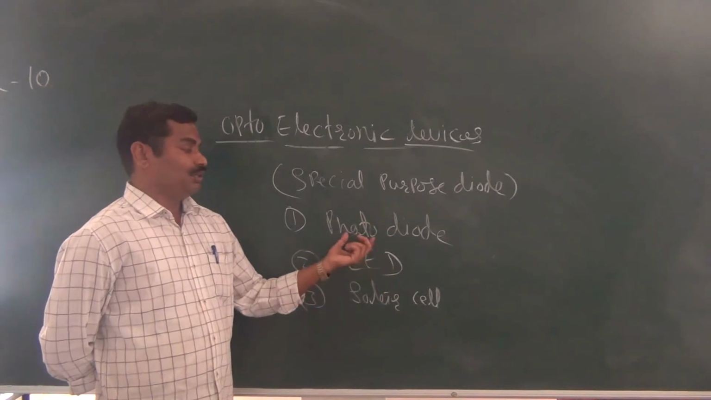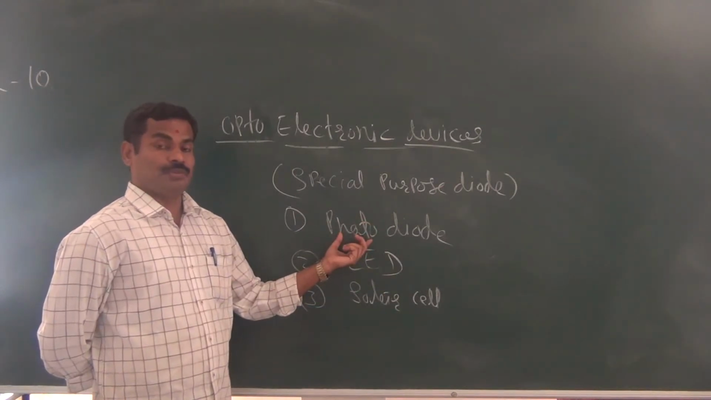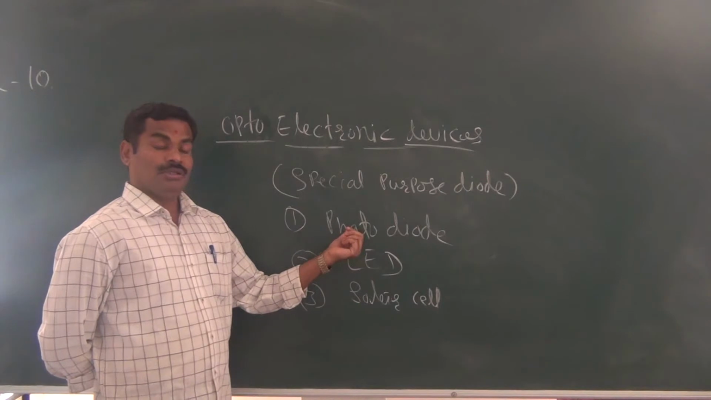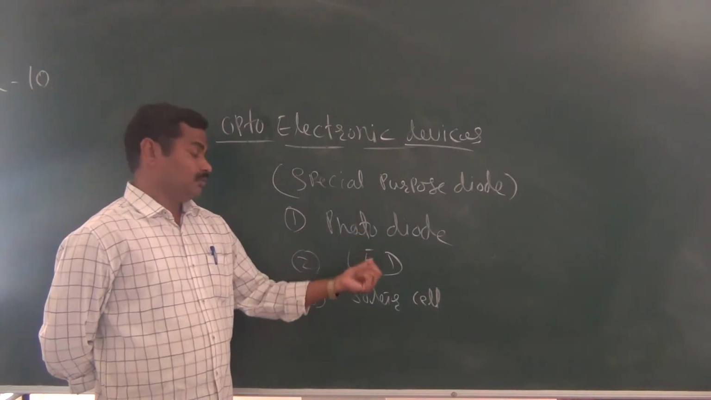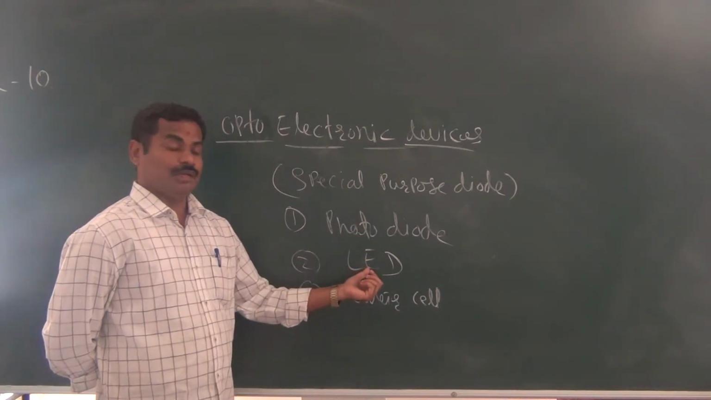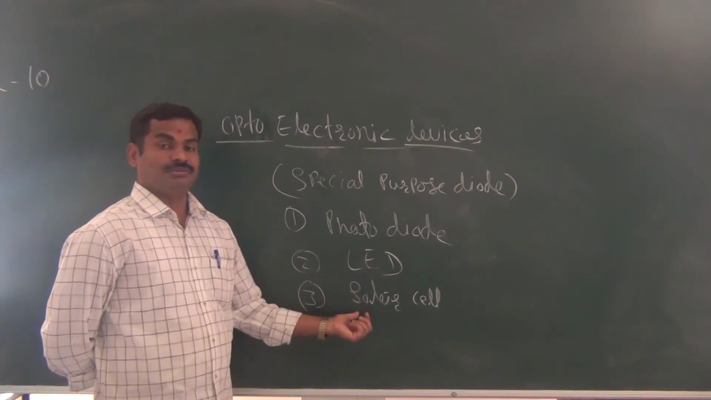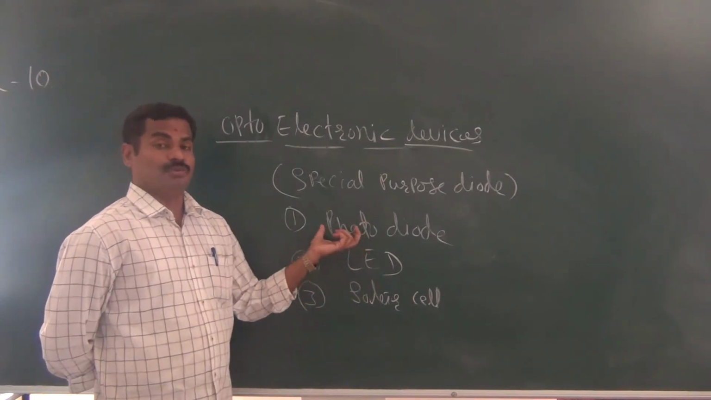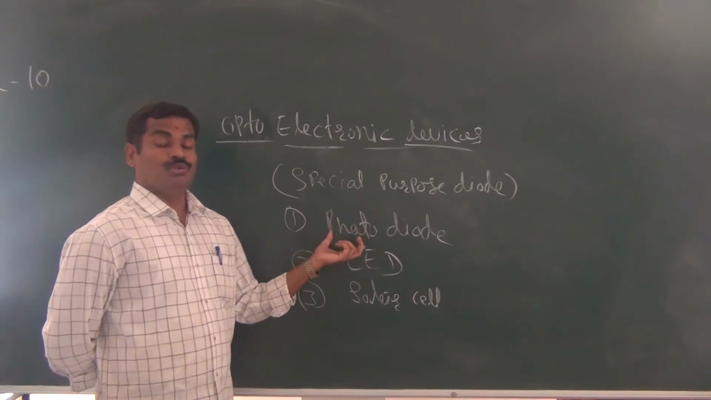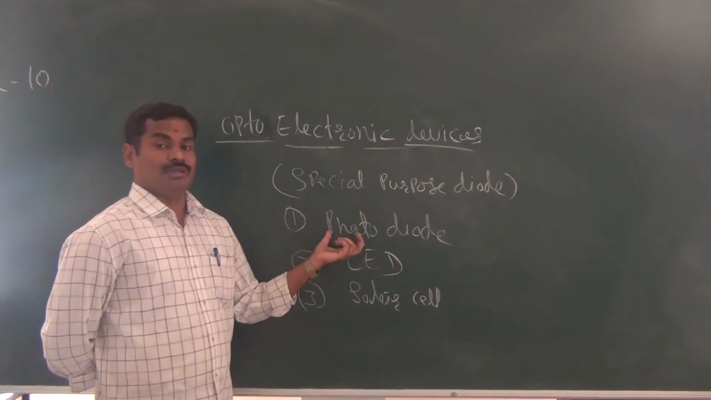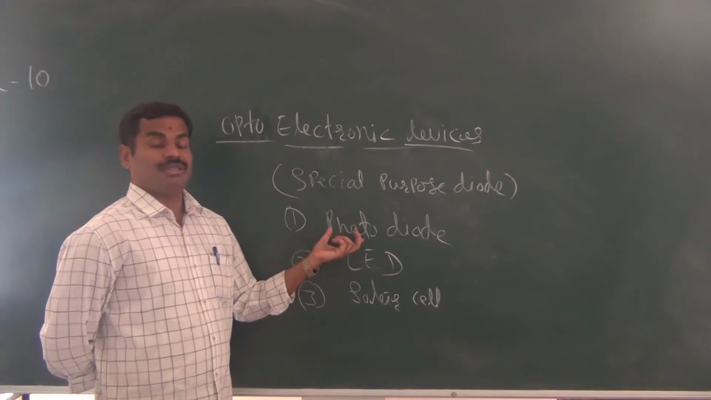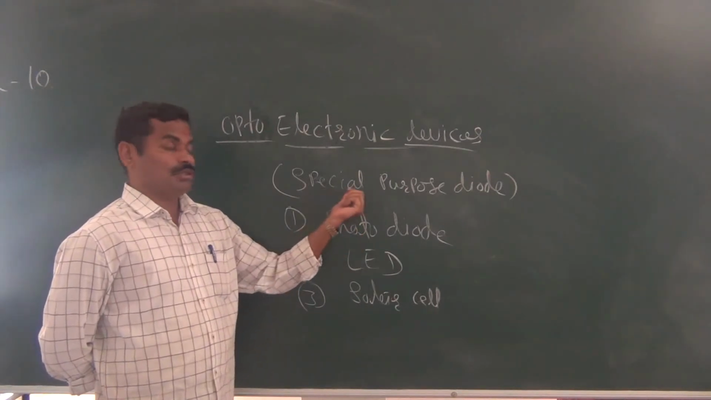This is why these are called special purpose: the photodiode conducts in reverse bias, but the LED conducts in forward bias. Once again, in the solar cell, you are not applying any biasing voltage. That's why these are called special purpose diodes. They are used for special purposes, meant for their special characteristics and function.